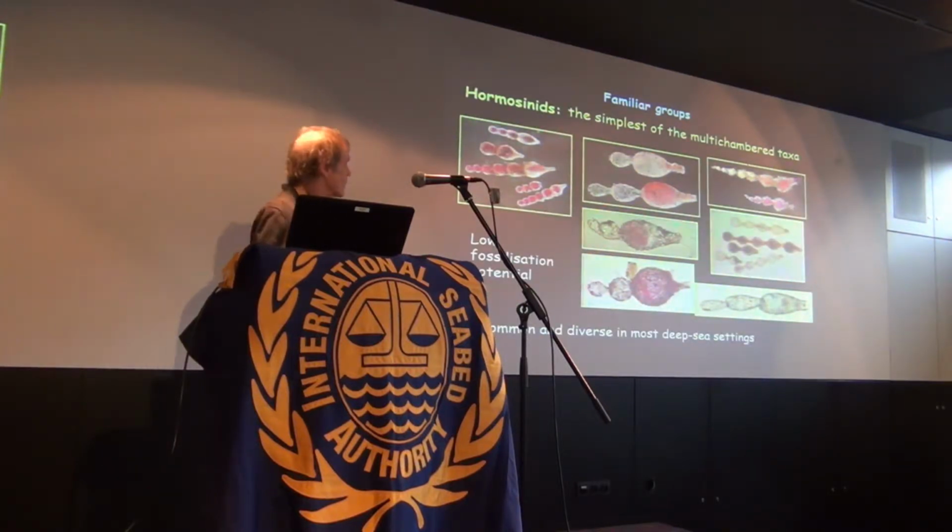So the hormosinids, these are also familiar. The hormosinids are the simplest of the multi-chamber taxa. They consist of a linear sequence of chambers, just a simple row of chambers. These have a fairly low fossilization potential, and as a result, much less is known about them. They're less well studied, but they're common and diverse in most deep sea settings. There are some species which are described, and a lot of species which are undescribed.